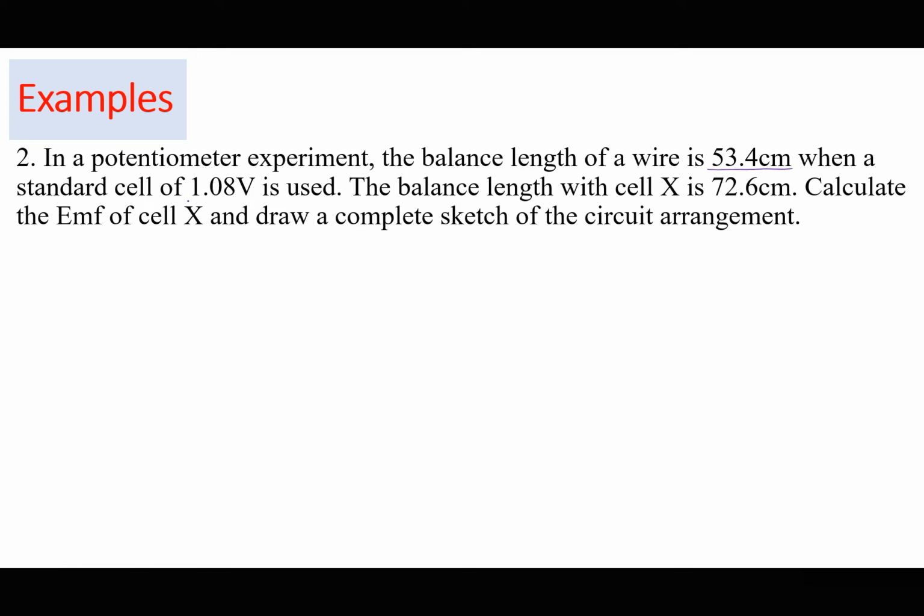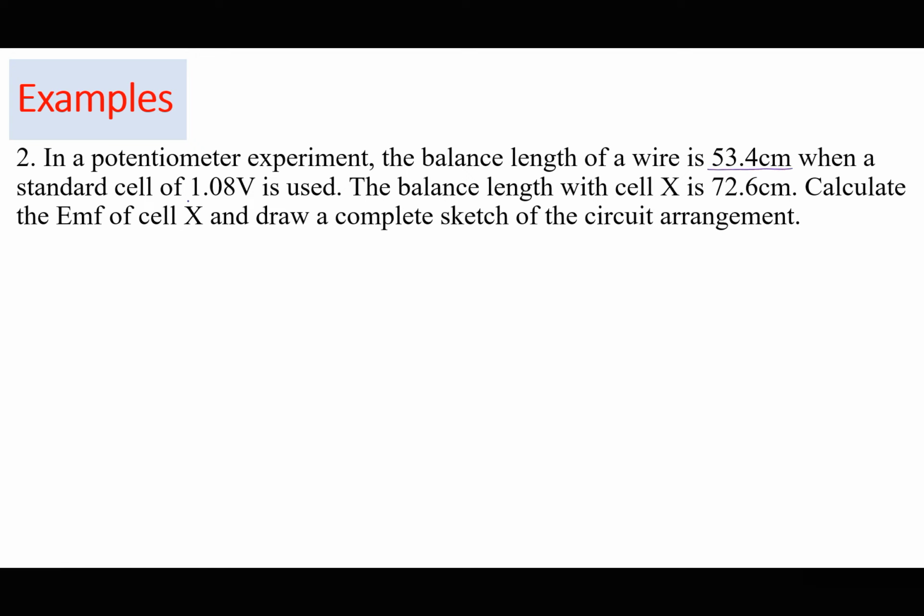Okay, of course, this is very simple. The circuit arrangement, we have already seen such a circuit. So remember, we have already seen that the ratio of the EMFs is equal to the ratio of the balance lengths. The ratio of the EMFs, ES divided by EX, is equal to the length for S over the length for X. So calculate the EMF of cell X. So EX is going to be the balance length for cell S, which is 53.4, divided by that for cell X, which is 72.6.